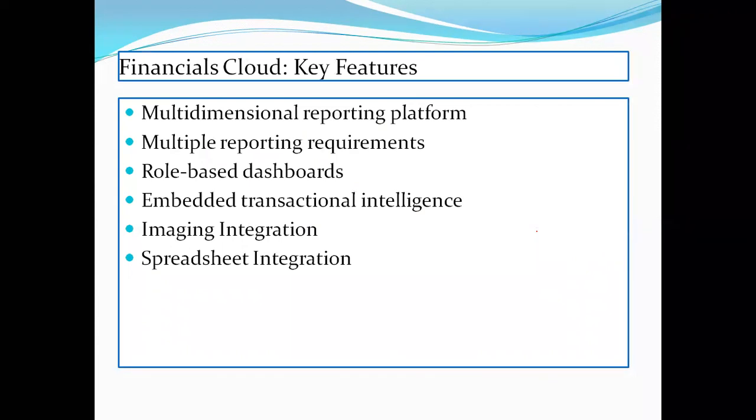So these are all the key features. Multi-dimensional reporting. If someone asks you what the key features of Fusion Cloud are, you can tell them multi-dimensional reporting, role-based dashboards, embedded transaction intelligence, imaging integration, spreadsheet integration. Imaging integration is nothing but, for example, AP invoices. You have a Word document and you send it to one of the Oracle IDs, and that same Word document will be converted into an image copy in your AP invoices, so that it will be seen by the end users, and they can key in that information and make the payment from there.